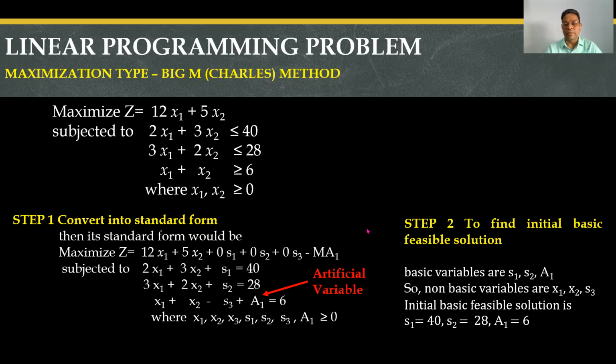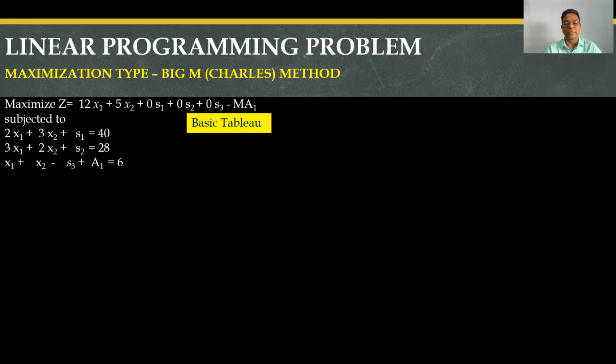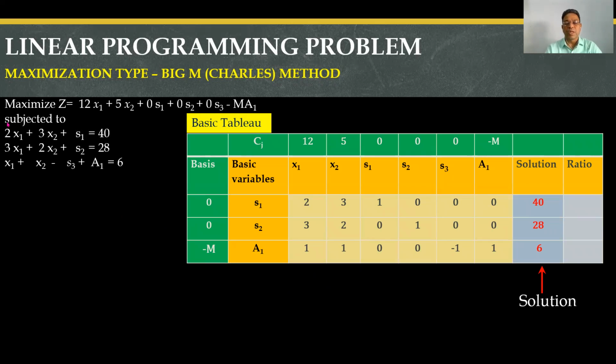Okay, so we'll move to the next step. After adding the artificial variable, our basic tableau will look like this. In this tableau we have x1, x2 as the two decision variables, s1, s2 and s3 as the three slack and surplus variables, and we have the artificial variable a1. Now we all remember how to fill this table. The 2, 3, 3, 2 and 1, 1 come from the constraints.